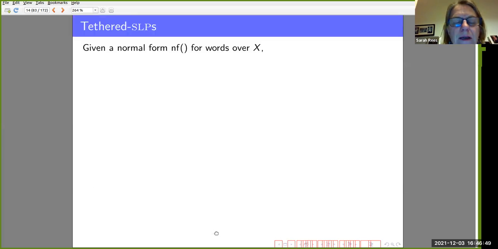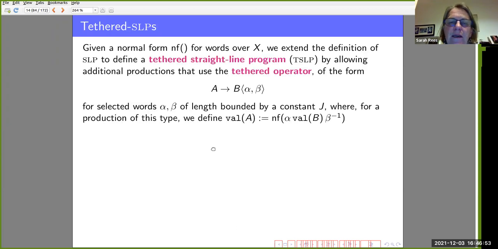So what's tethering? If you've got a normal form for words over X, then the tether operator adds productions of the form A goes to B, angle bracket, alpha, beta. What does that do? If the value of B is known, then the value of A when you have an operator like this is the normal form of alpha times the value of B times beta to the minus one. So you pre-multiply the value of B by a short word and post-multiply it by another short word and take the normal form of that composite. And that gives you the value of A when you have such a tether operator. Does that make any sense?